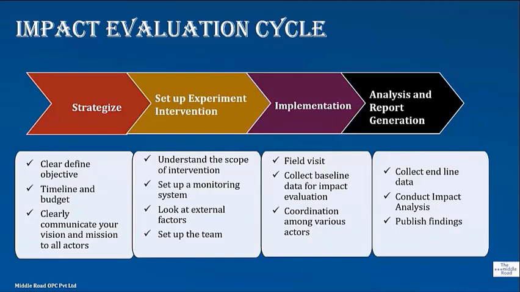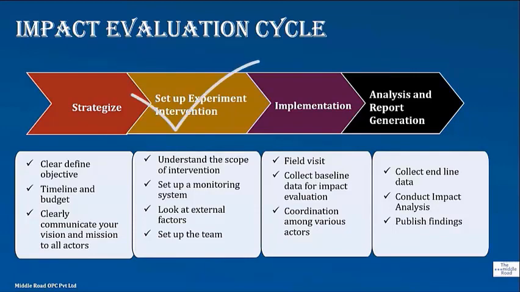These are very important things to start with, because your clear-cut objective will define your timeline and budget. And these things are going to define what you're going to be doing going forward and how you're going to plan the project. Clearly communicate your mission to all the actors. There will be a lot of actors involved, so you should be absolutely clear on what you want to do. The second stage is you set up the experiment and intervention.